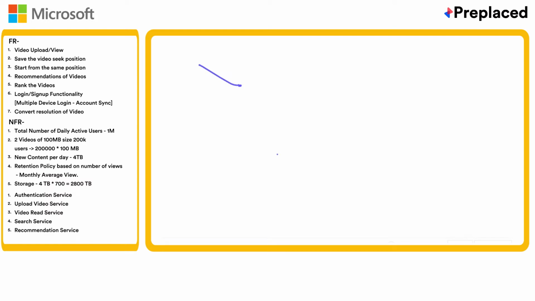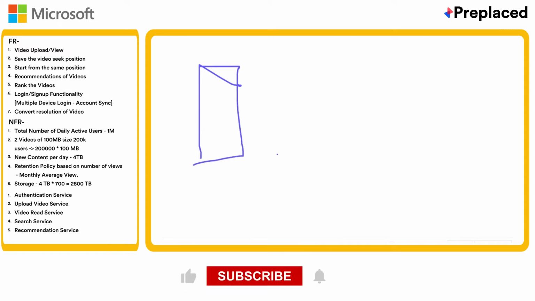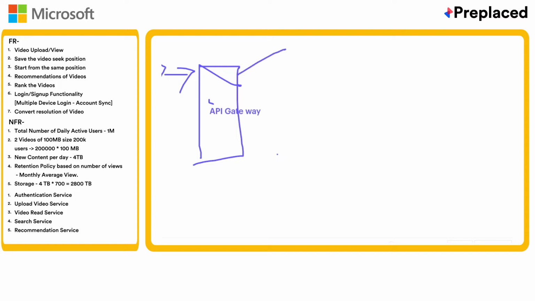Fine. So the first will be, this will be my gateway. I think I can write over here. This is my API gateway. All the clients will be basically coming to the gateway. And from there, first they will go to the authentication service.